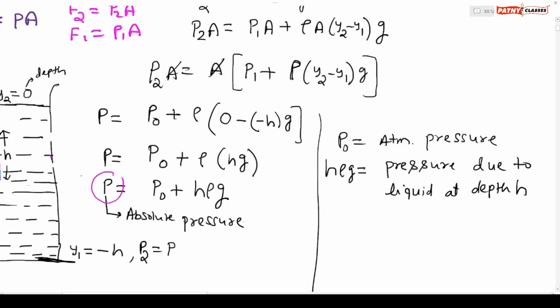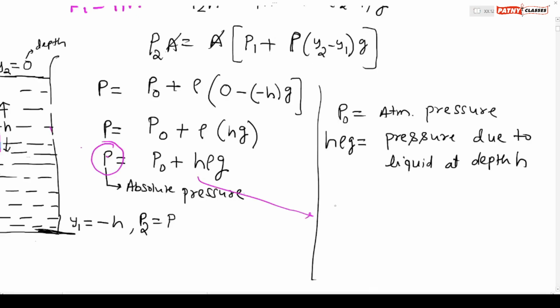This P value we obtained is called the absolute pressure, and P naught is the atmospheric pressure. H rho g is the pressure due to liquid at depth h. Here we had taken water, but we can have any other liquid. So h rho g equals pressure due to liquid at depth h. So we have three things now: one is P, another is P naught, another is h rho g, where P is called absolute pressure.